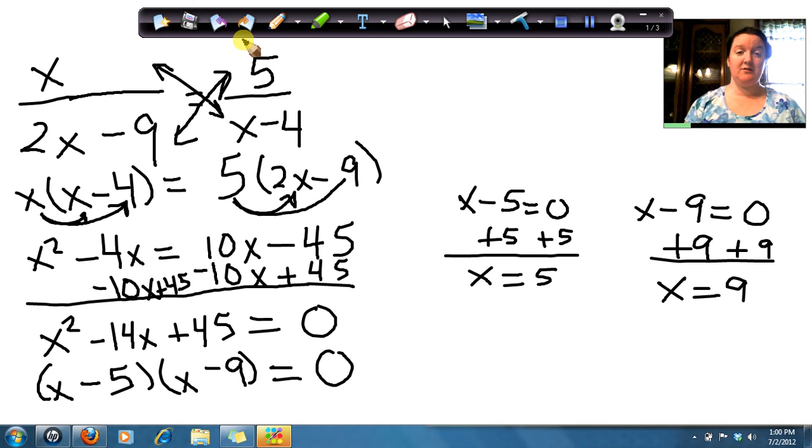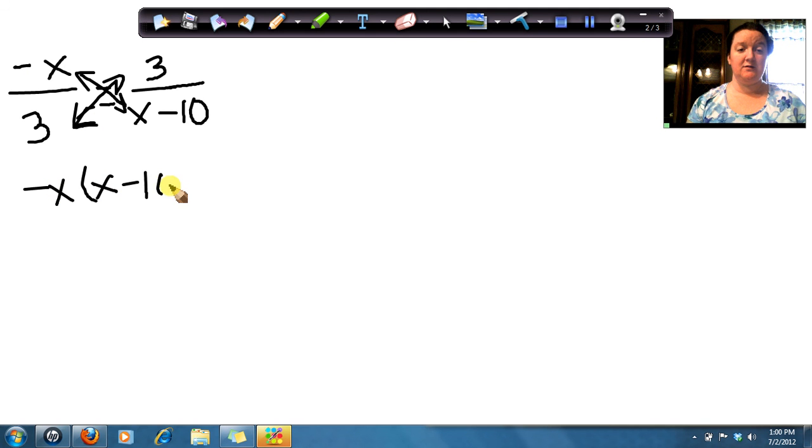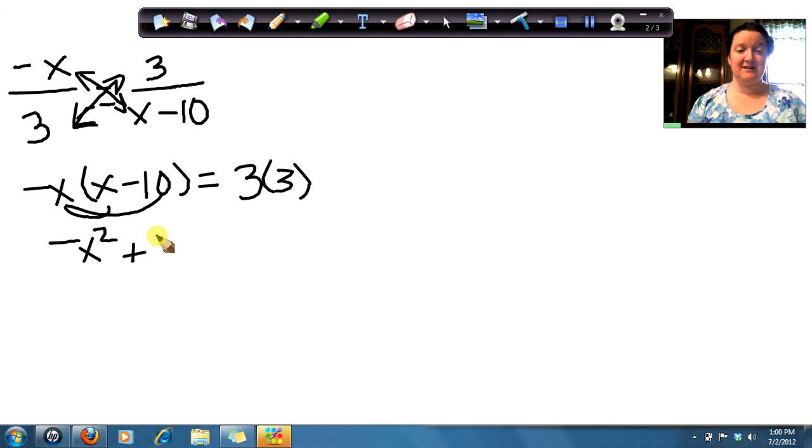Let's try another example. Here we have a negative x over 3 equals 3 divided by x minus 10. Again, we're going to cross multiply. So a negative x times x minus 10 is equal to 3 times 3. So if I distribute this, I'm going to get a negative x squared. If I distribute this, I'm going to get plus 10x. If I take 3 times 3, I'm going to get 9.